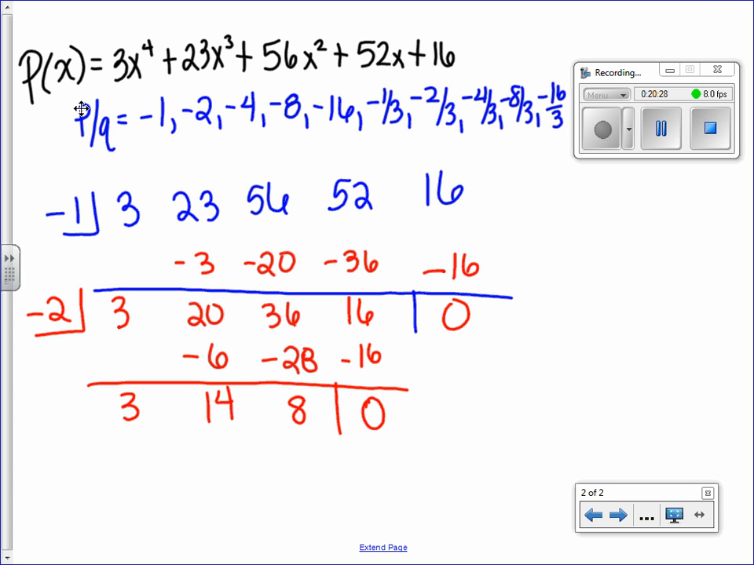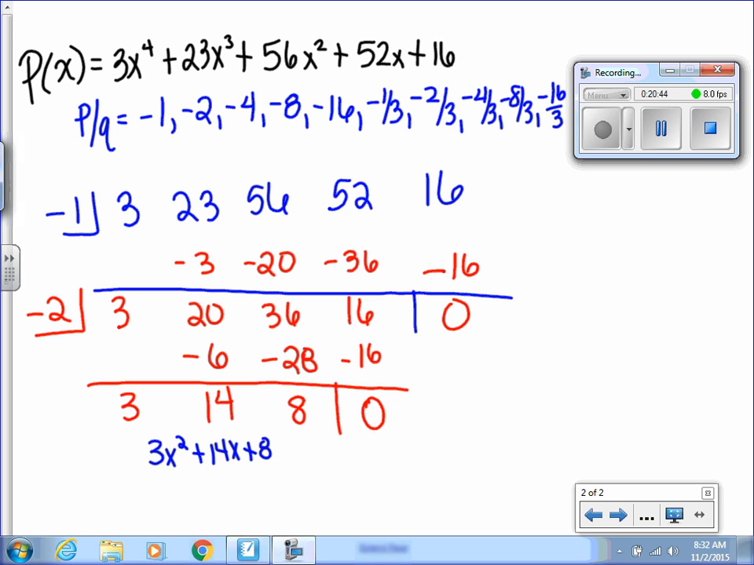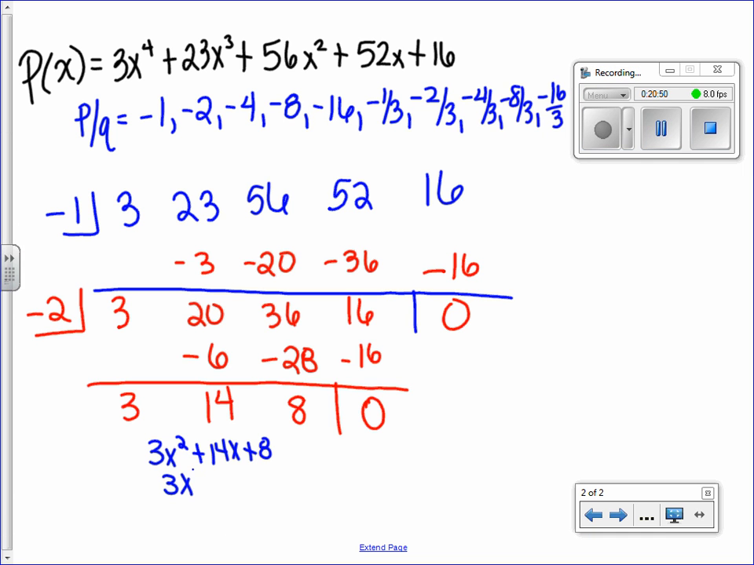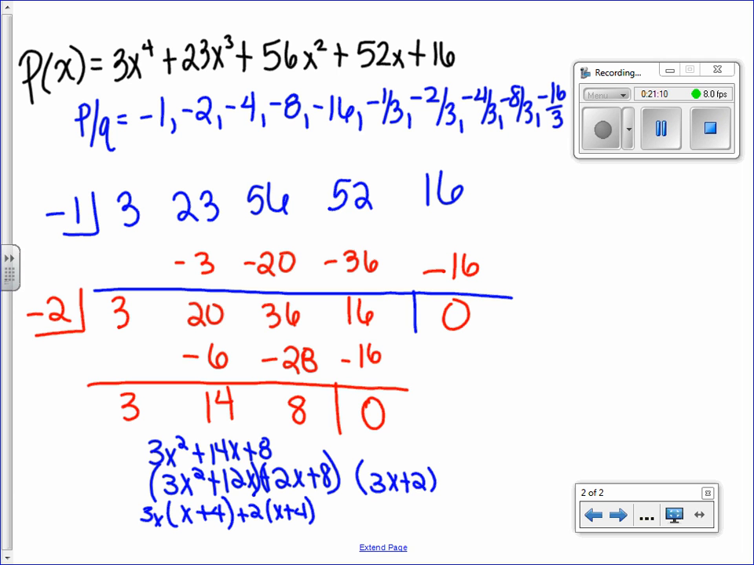Okay, and then what does this become? Quadratic. Now it's a quadratic. I can factor that. Actually, you can factor that. Alright, so what two numbers multiply to equal 24 and add to equal 14? 12 and 2. What is this? What factors out of this? 3x, and I'm left with x plus 4. What factors out here? I'm left with x plus 4. So I have 3x plus 2 and x plus 4.